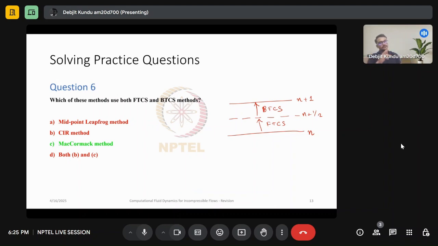So you use a combination of implicit as well as explicit schemes, and this ultimately results in a solution which is unconditionally stable. And you can use the other way also, like you can use BTCS first and then FTCS as well. So that is what the McCormack method does.